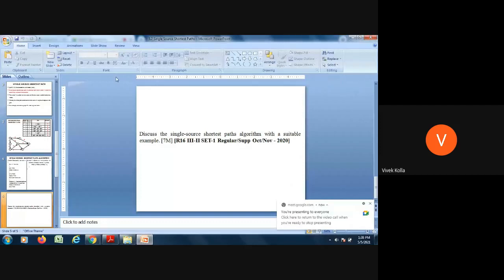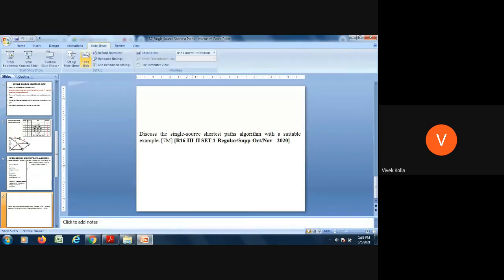Good afternoon to all. In the last class, we discussed the knapsack problem, the knapsack instance in third unit. Today we will discuss one more topic in third unit, that is the single source shortest path algorithm. So today's topic is the single source shortest path algorithm.